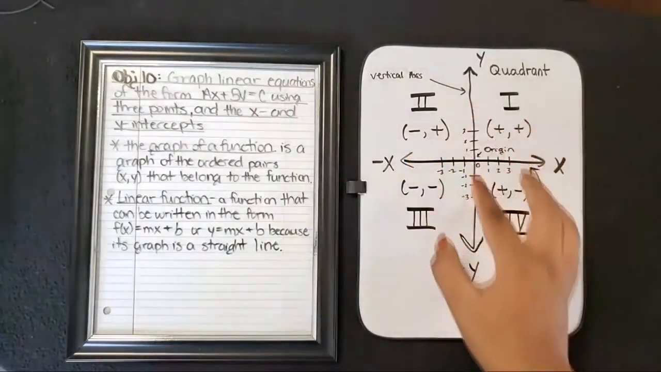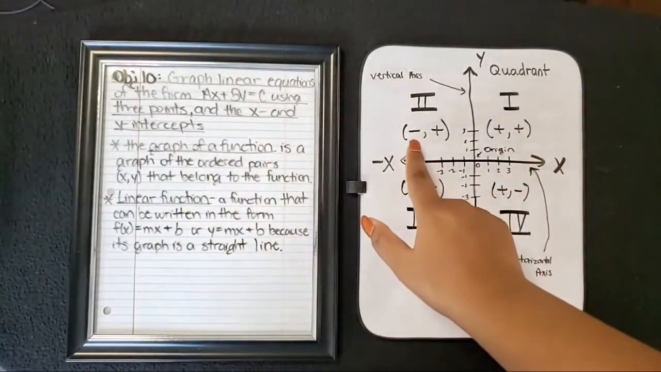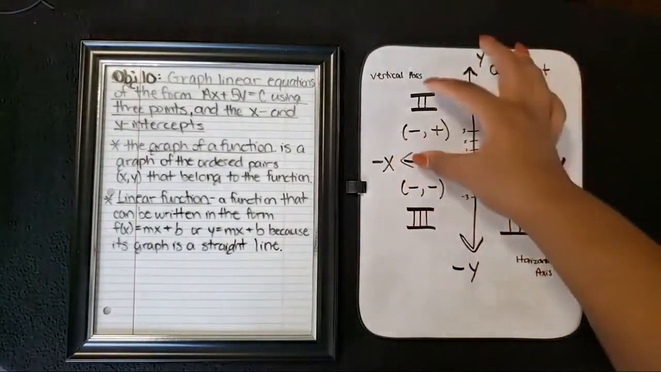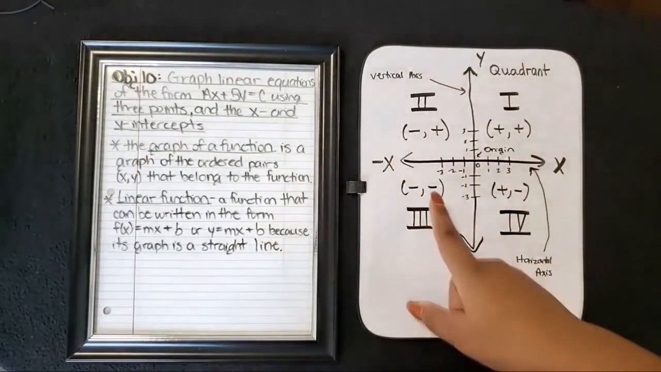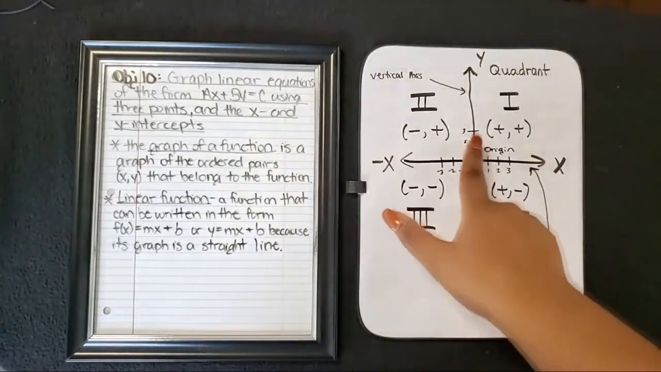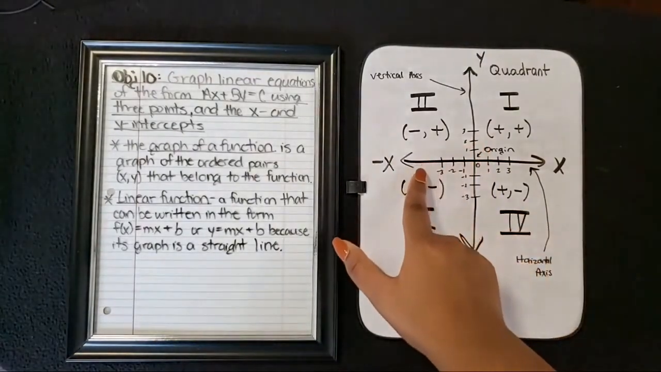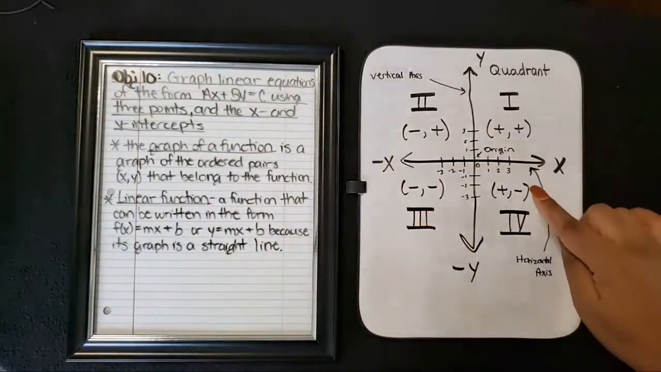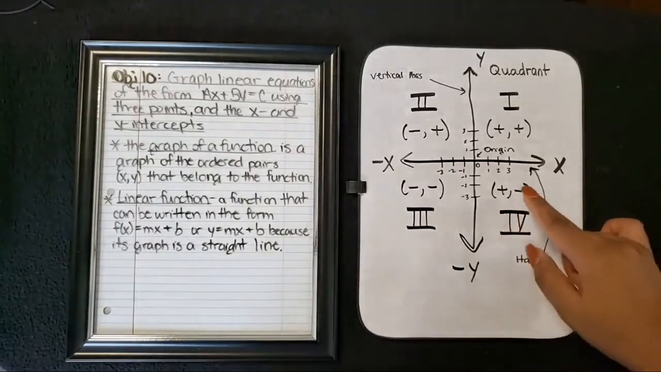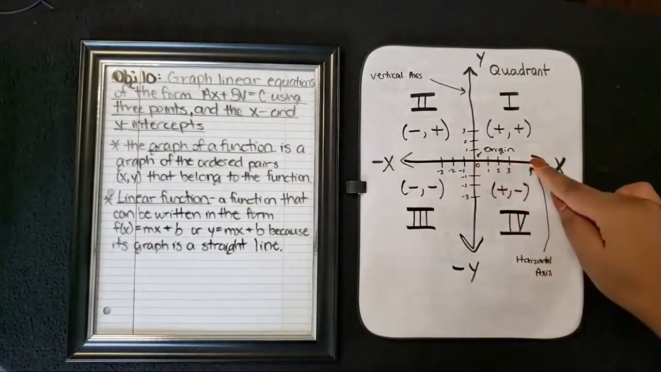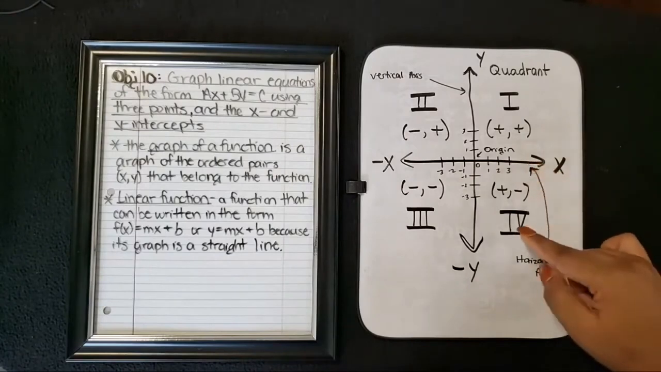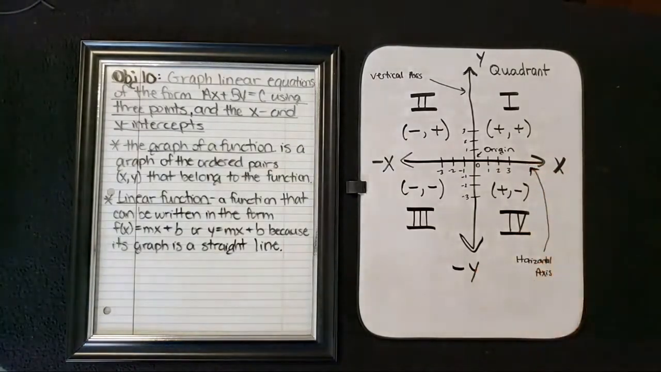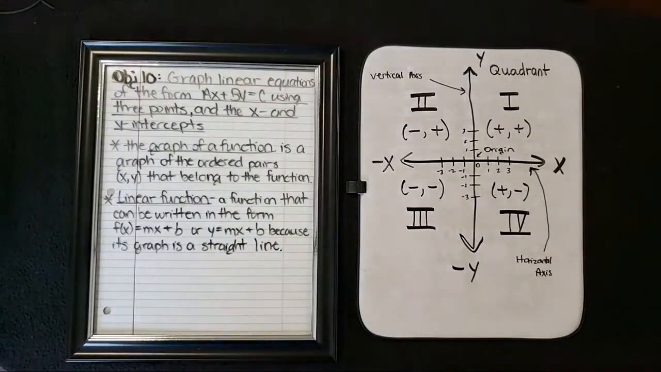In the second quadrant, we will have a negative x and a positive y. In the third quadrant, we will have a negative negative, meaning we have to go a negative x coordinate and down a negative y coordinate. And for our fourth quadrant, it'll be a plus negative, meaning we will have to come over to the right for our x and then down for our y. So this is something very important that you guys need to know, remember, and completely understand as we get into graphing.